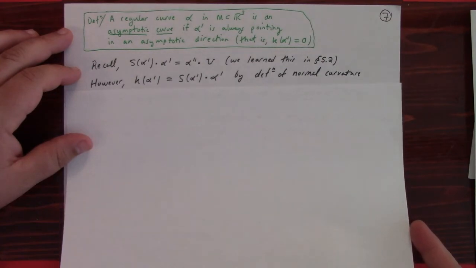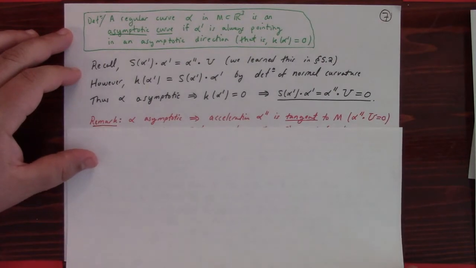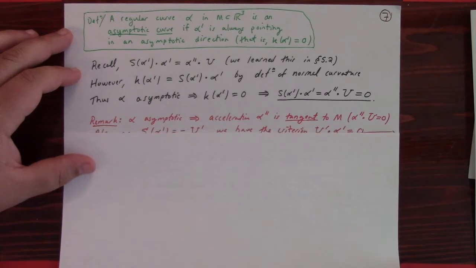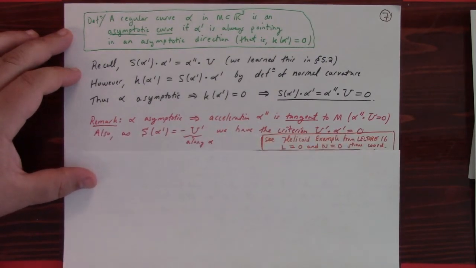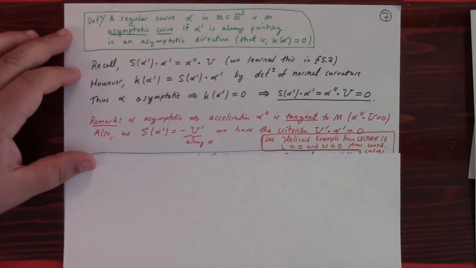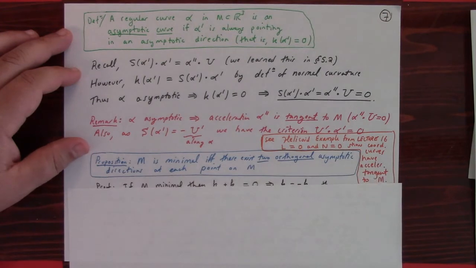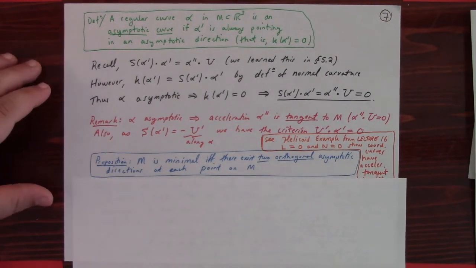So that means that K of alpha prime is alpha prime prime dot u, and if that's 0, that means that the acceleration of the curve is perpendicular to the unit normal, which is to say that the acceleration is tangent to the surface. So an asymptotic curve has an acceleration tangent to the surface, and if you go back you can see that in the helicoid example from lecture 16 where we had L and N both be 0. So the coordinate curves have acceleration tangent to M, and you'll be able to see that those are in fact asymptotic curves.